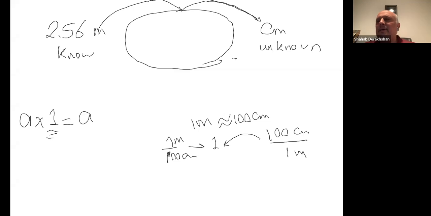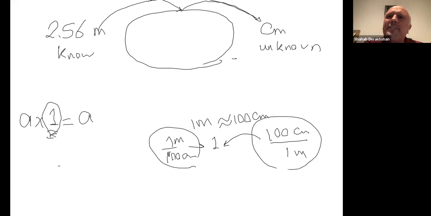So we agreed that you can either write 1 meter over 100 centimeter, or you can write 100 centimeter over 1 meter. They're both equivalent to 1. And we also agreed that you can multiply 1 to anything and get the same thing. Now I want to get rid of meters and convert it to centimeter. I can multiply that 2.56 meters to either this or this.